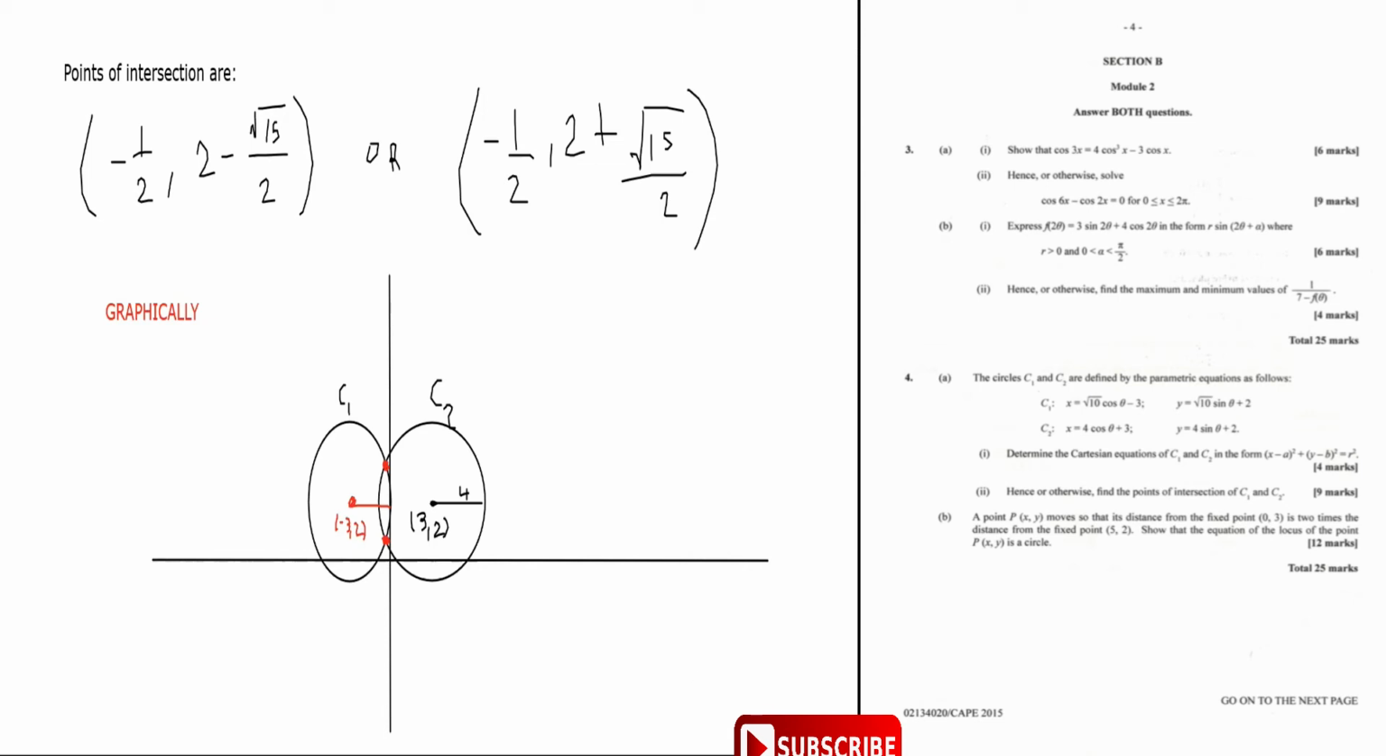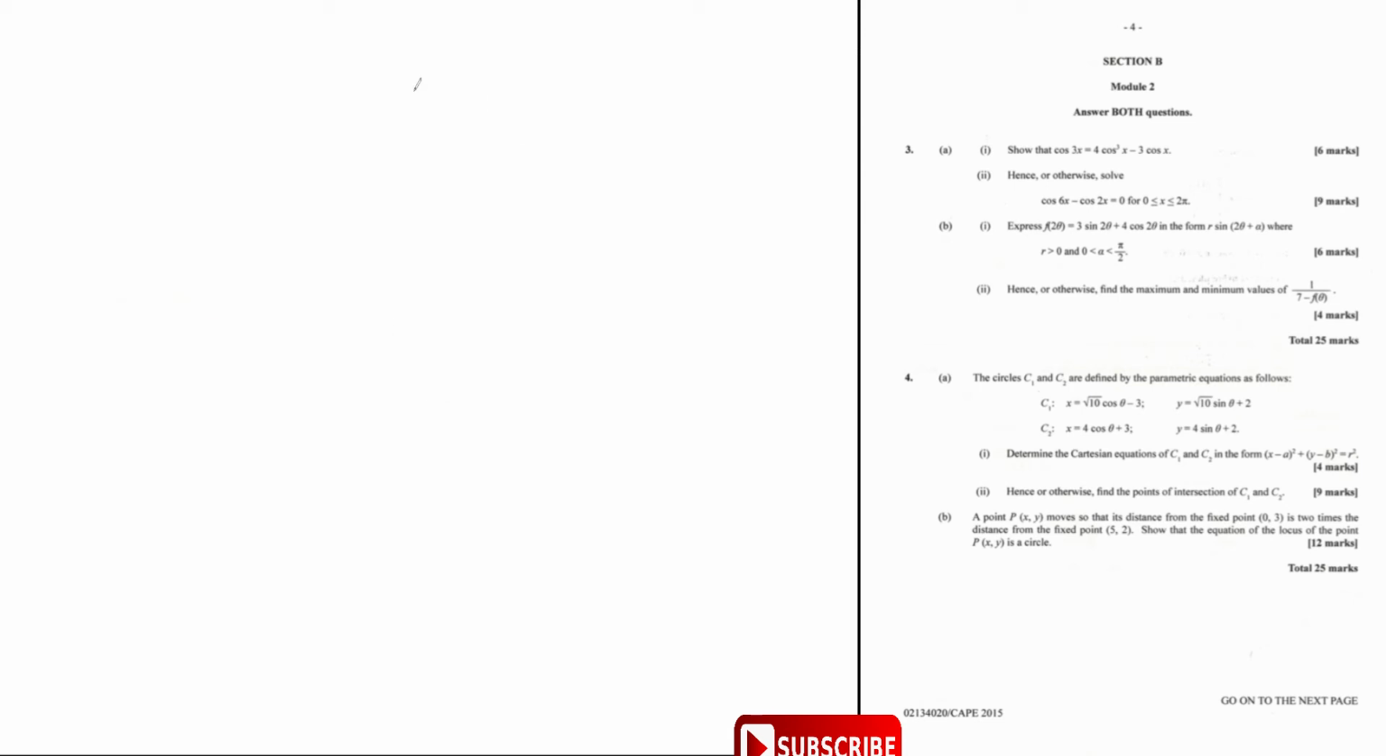Now let's look at part B. Part B is locus. All right, part B says a point P of x moves so that its distance from the fixed point 0, 3 is 2 times the distance from a fixed point 5, 2. Show that the equation of the locus of the point P of x is a circle.